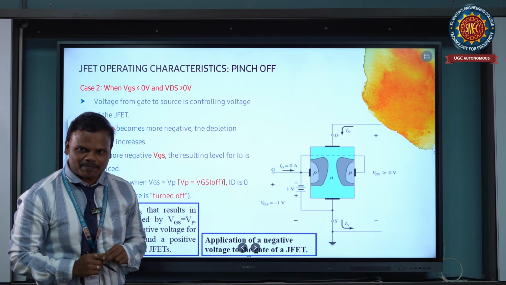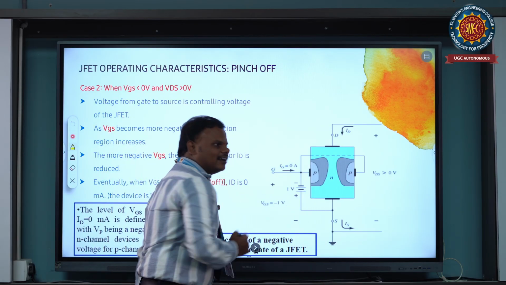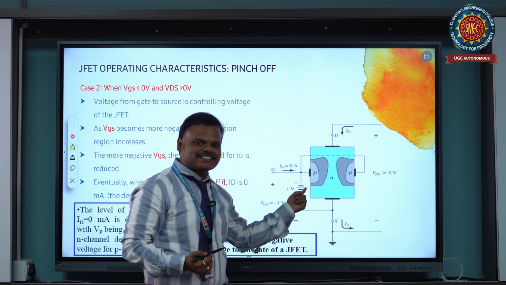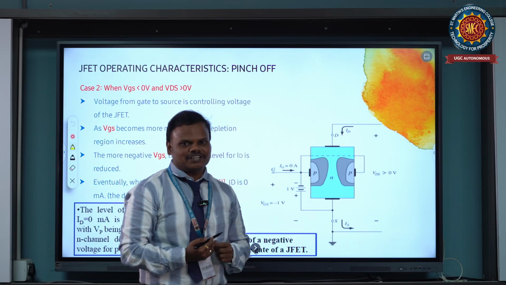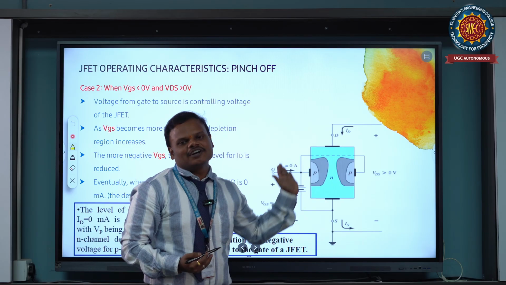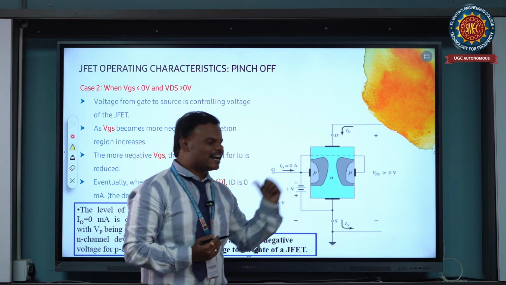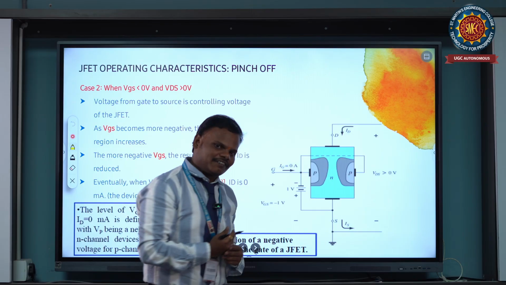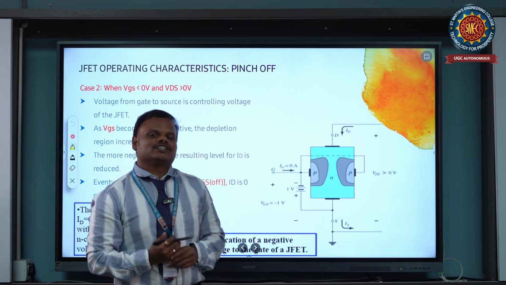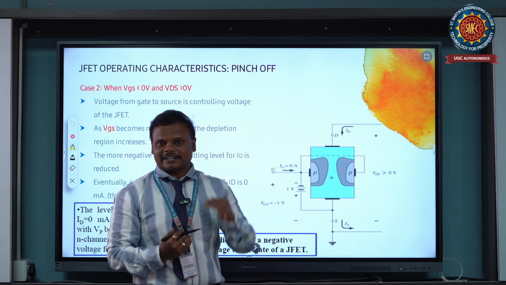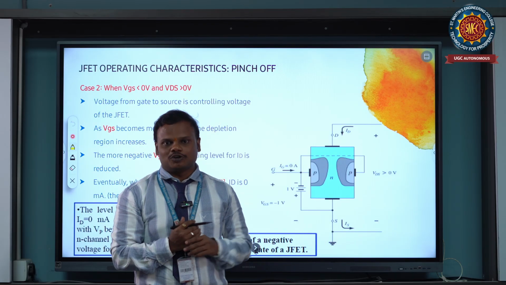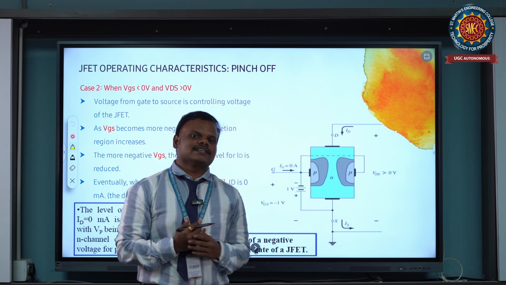In this case, we are applying the reverse bias condition, which will increase the depletion region width, and that depletion region will penetrate into the channel and reduce the channel width. Hence the current through that channel is also reduced. At a particular time it reaches a maximum value which is less than in the previous case.